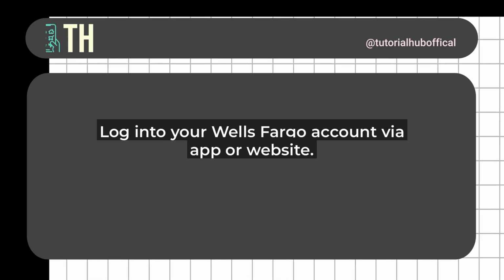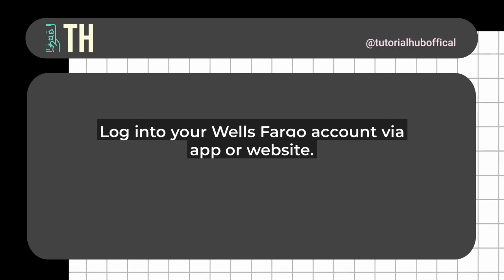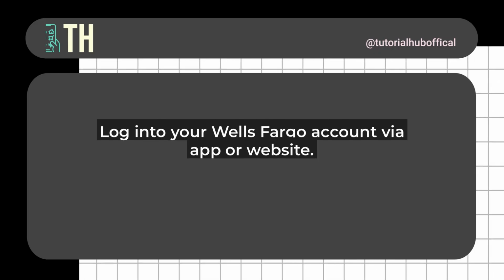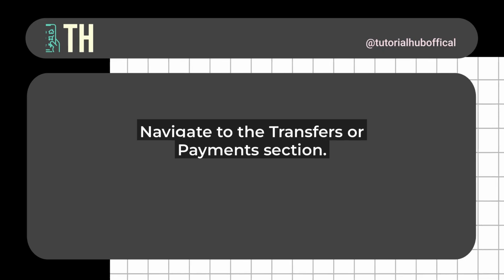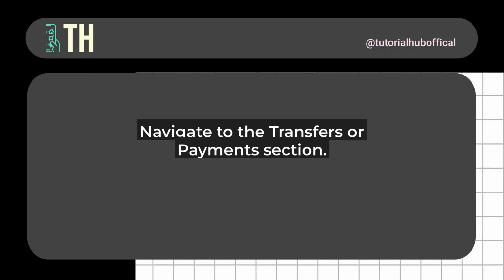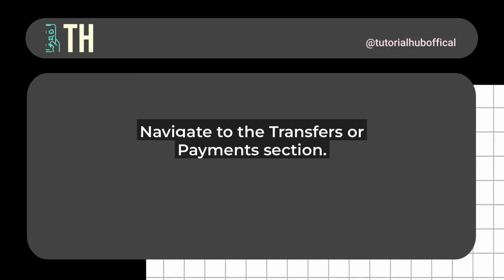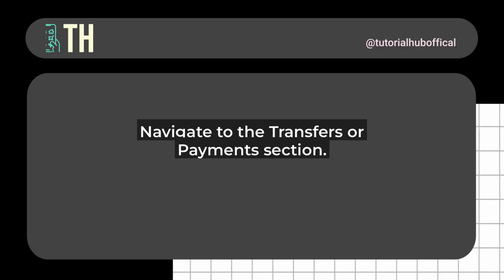no time. First things first, make sure you have your Wells Fargo online banking account ready. If you don't, download the Wells Fargo app or head to their website and log in with your credentials. Once you're in, navigate to the Transfers or Payments section. It's usually front and center on the dashboard. Now, select the option for ACH transfer.